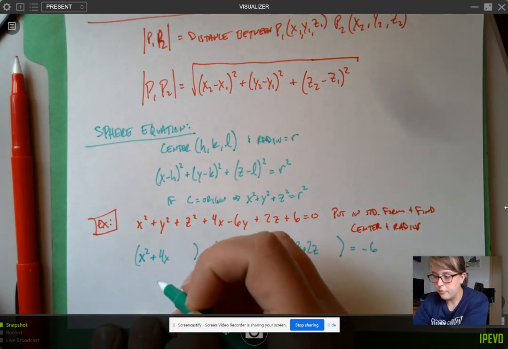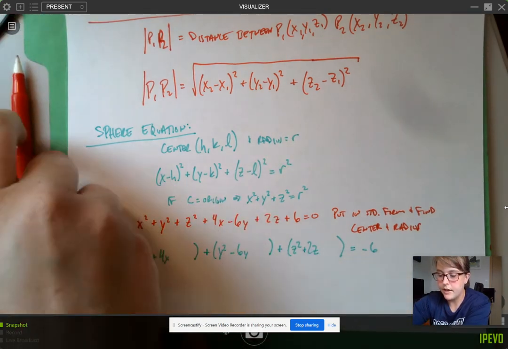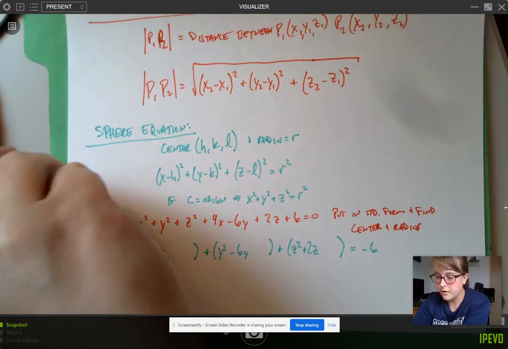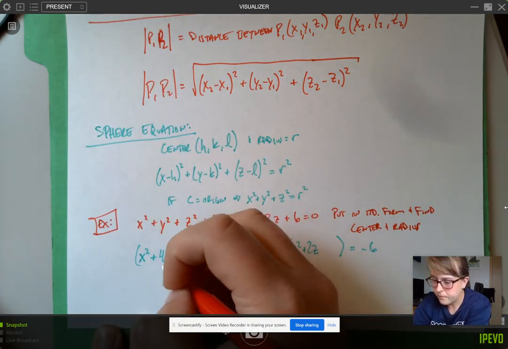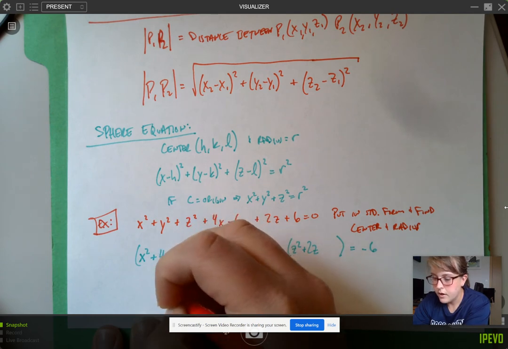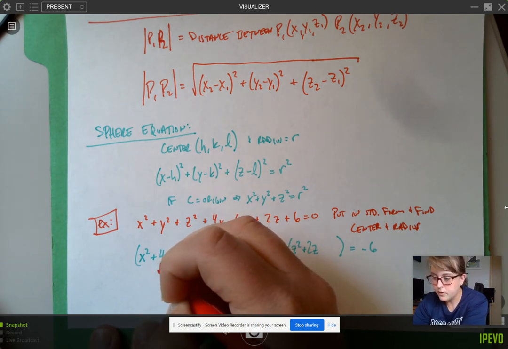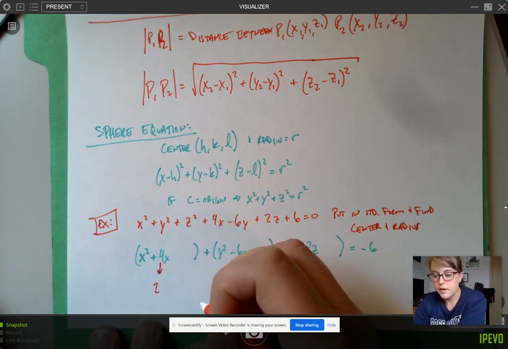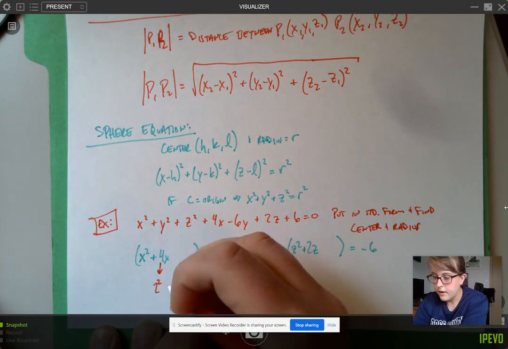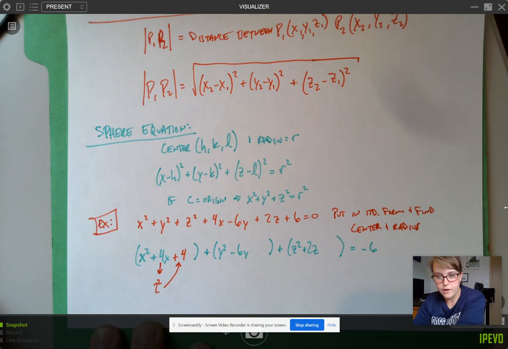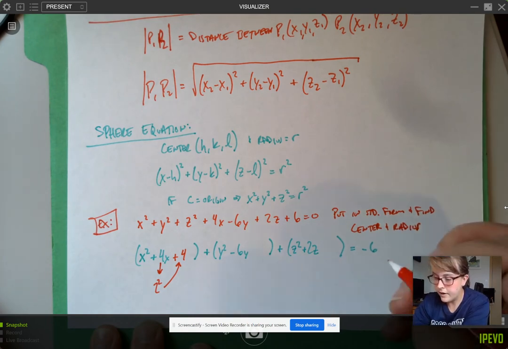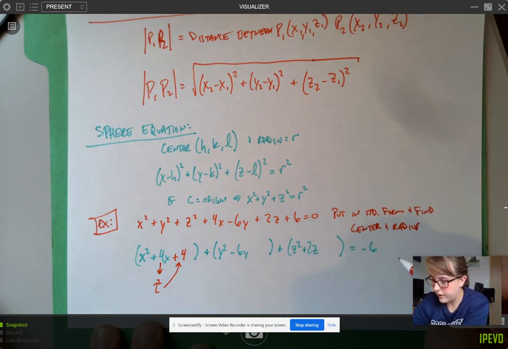So if we remember that process, that's where we take the number here. So this is a 4. We take that and we divide it by 2 to get 2. And then we square it. And that's what we add right here. 2 squared is 4. So we add 4 there. And then since we added 4 here, we also have to add 4 on the other side.